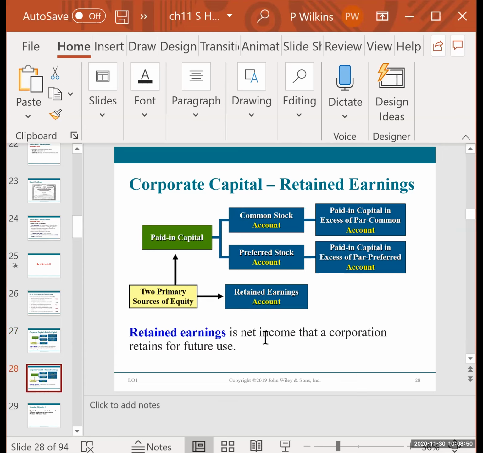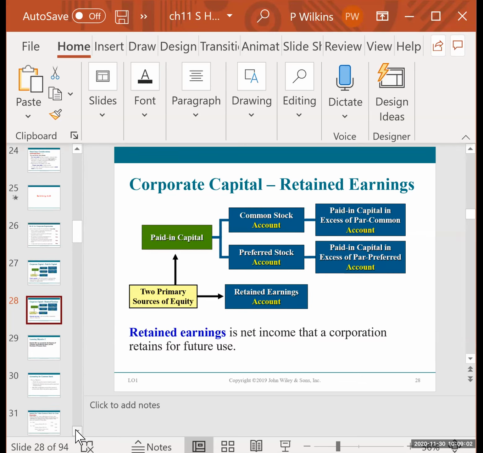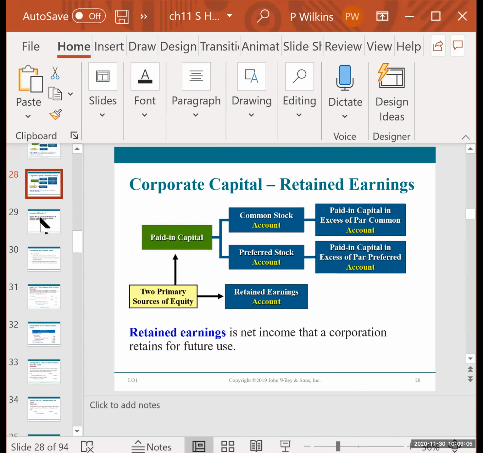The other is retained earnings, and we've already talked about retained earnings. That's what we do when we do the retained earnings statements, right? We go through and we do the net income plus the prior retained earnings minus any dividends, and that gives us the retained earnings that we move forward.